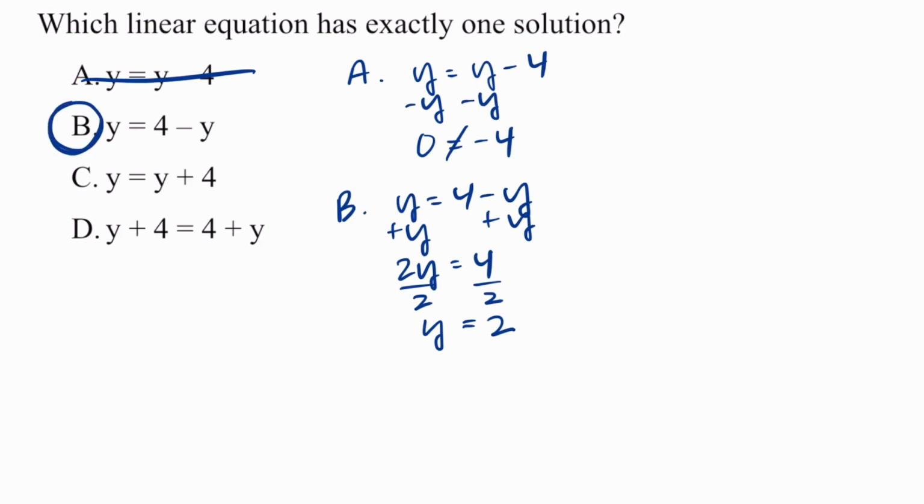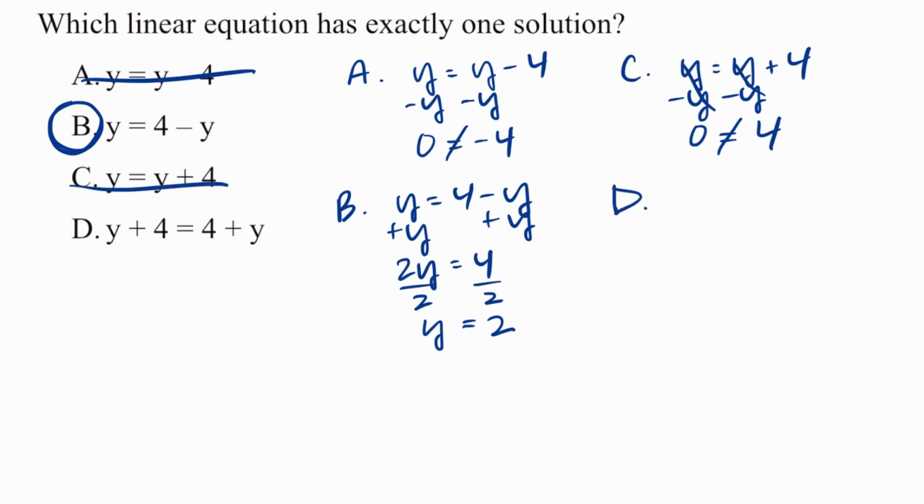So there's your answer. But let's also look at C and D. For C, y equals y plus 4. Subtract y from both sides, and you have 0 equals 4, which, like A, is false. So C has no solutions.